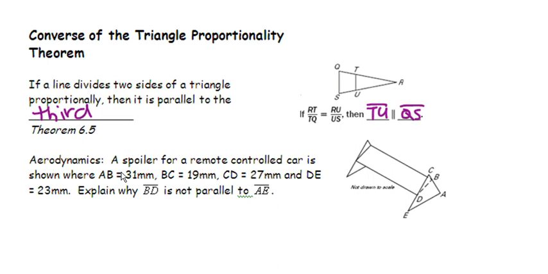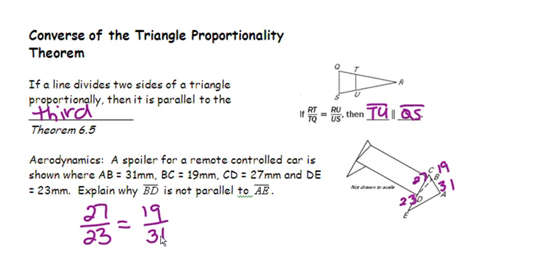Okay, so here's a quasi real-world example. I've got a spoiler for a remote-controlled car, and I'm told that AB is 31, and BC is 19, and CD is 27, and DE is 23. So I need to explain why BD is not parallel to AE. Well, if they were parallel, then this would be true. 27 over 23 would be equal to 19 over 31.